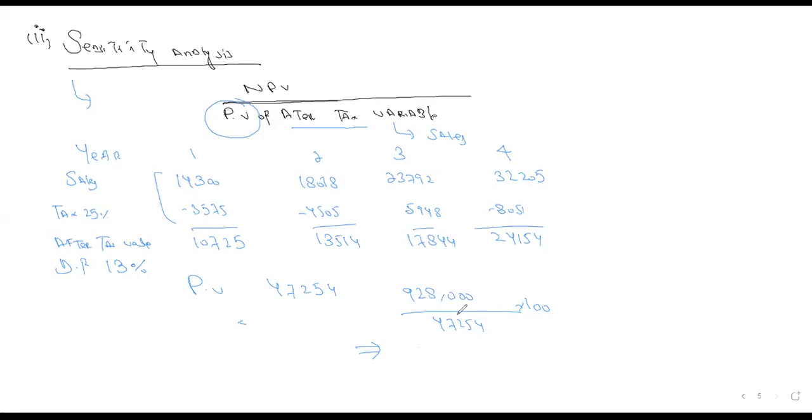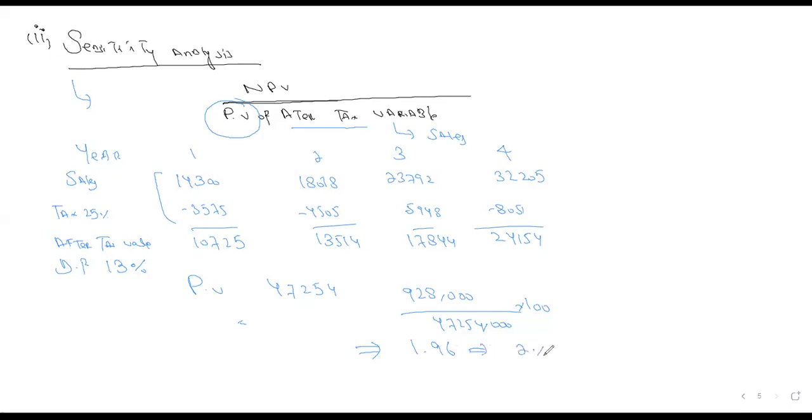Again compute. We should also take it in the total form: 92800 divided by 4725400 multiplied by 100. 1.96. Now it is 1.96, almost 2%.